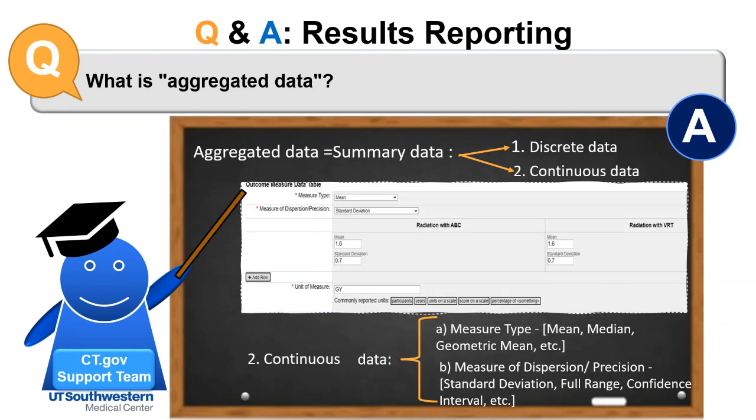Continuous data are summarized with a measure type of central tendency, for example, mean, median, geometric mean, etc., and an appropriate measure of dispersion or precision, for example, standard deviation, full range, confidence interval, etc., used to aggregate the data. These are required information if not reported in Table 1 or Table 2 of the manuscript, which the PI asks you to enter on their behalf. So at that time, you would need to consult with the PI or biostatistician to calculate the appropriate measure of dispersion for each outcome.